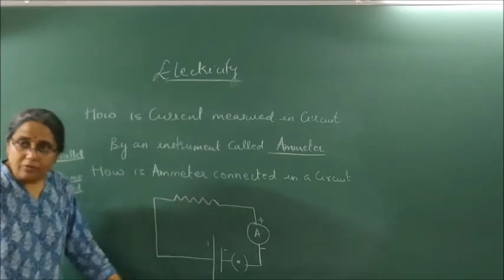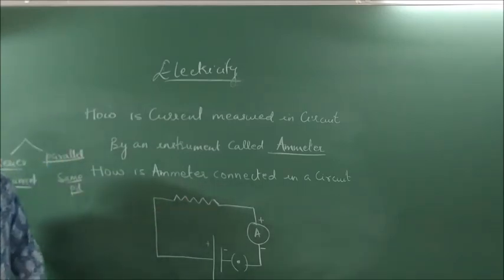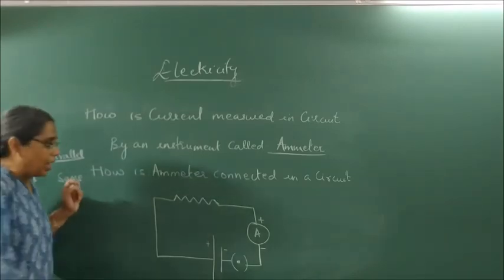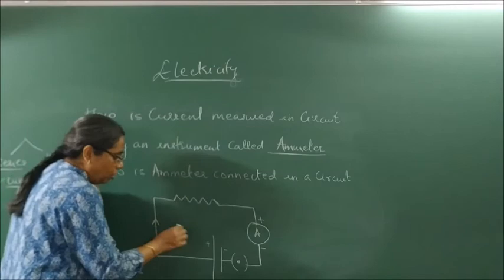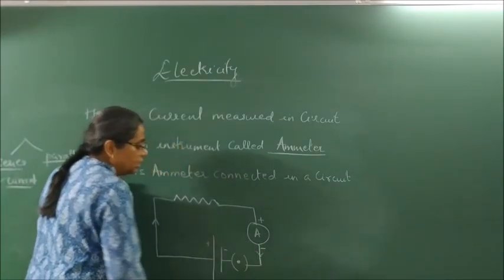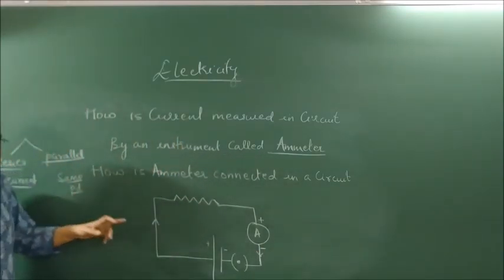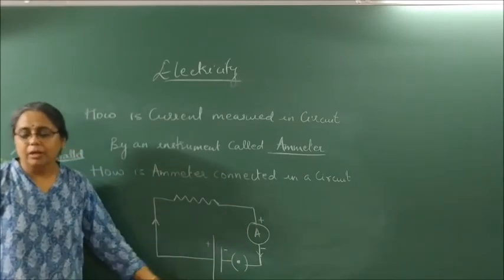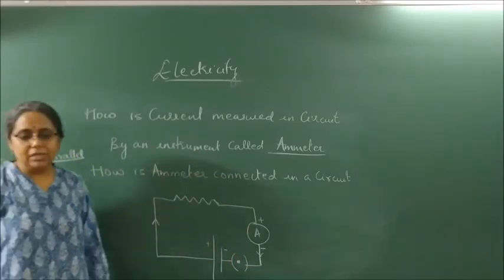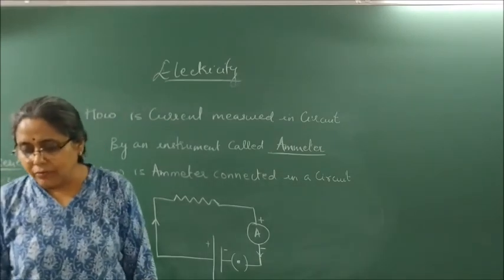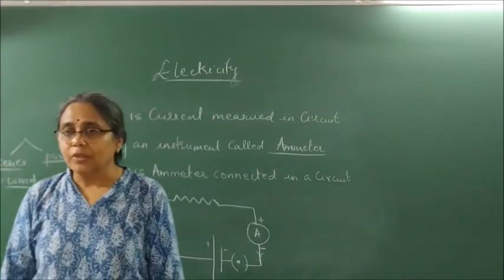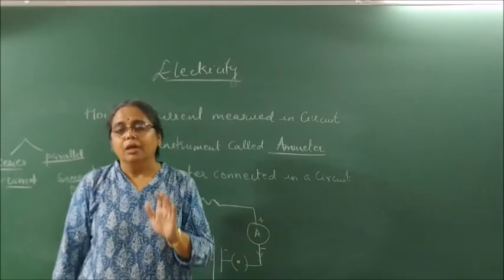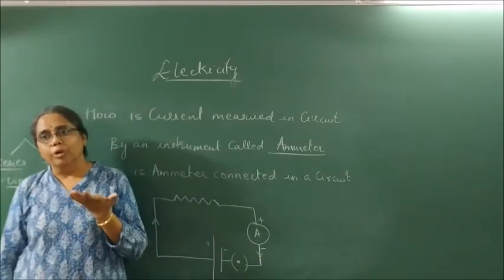Are there many wires? There is only one wire. One single wire. So the ammeter is always connected in series because it has only one wire. One single wire. And why is it connected in series? Because it is a device of low resistance. Low resistance, more current.